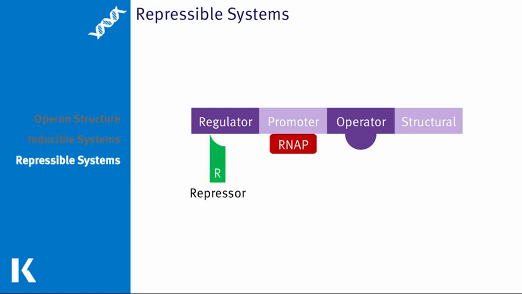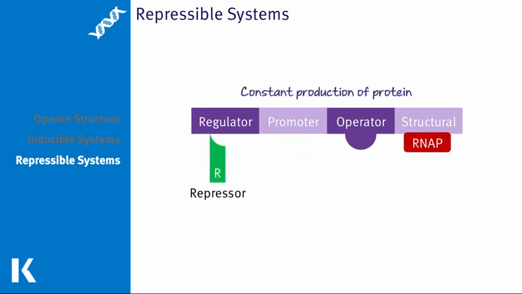Repressible systems are sort of the opposite of an inducible system. While inducible systems need to be turned on, repressible systems need to be turned off. They're constantly making their gene product unless they need to stop for some reason. Repressible systems work by having the regulator gene code for a repressor protein that can't work by itself. The repressor tries to bind, but it can't, so RNA polymerase gets to do whatever it wants in terms of gene product making.